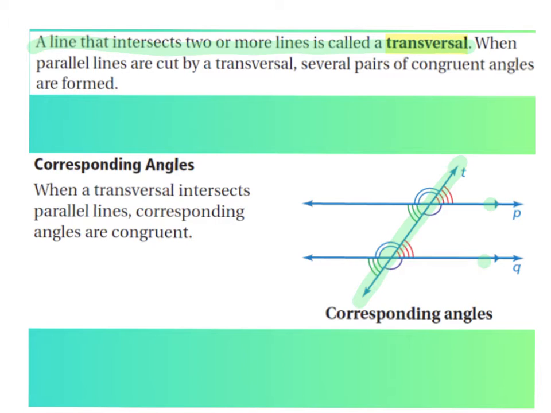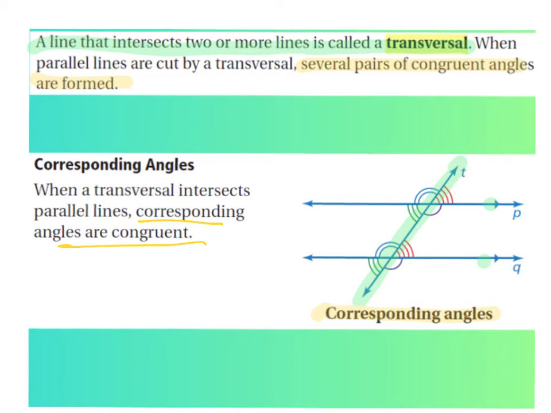And the big part on this is when parallel lines are cut by a transversal, several pairs of congruent angles are formed, and that's what we're talking about today. All the different pairs of congruent angles. So the first one is corresponding angles. And we have the definition. When a transversal intersects parallel lines, corresponding angles are congruent.